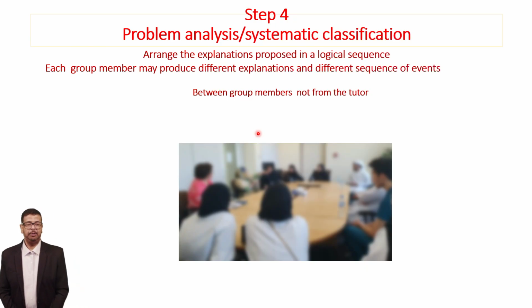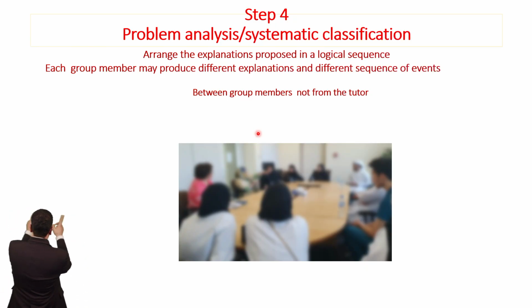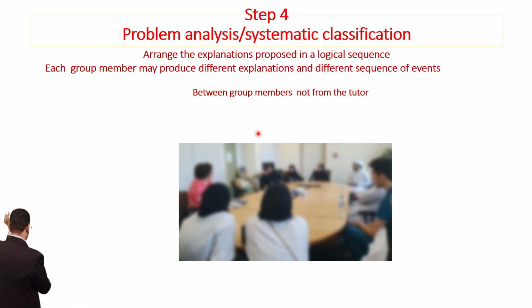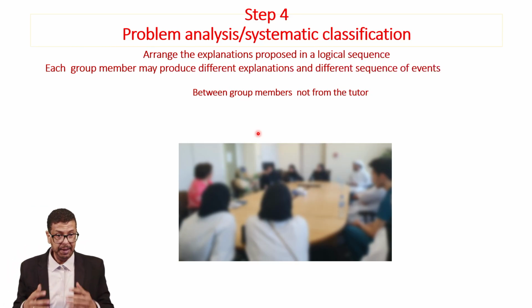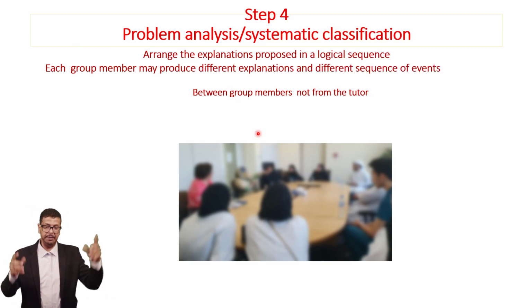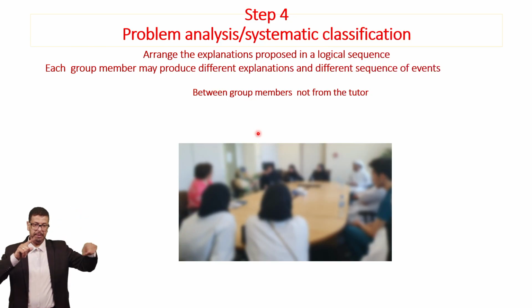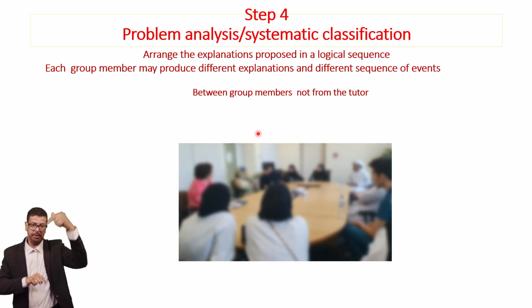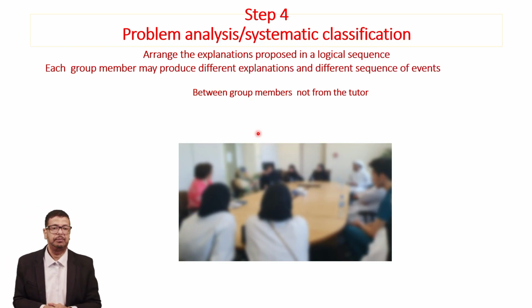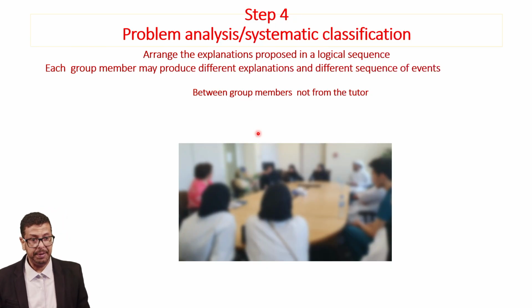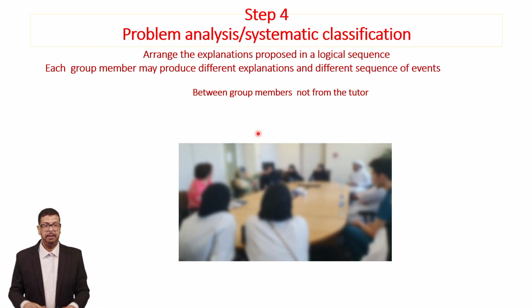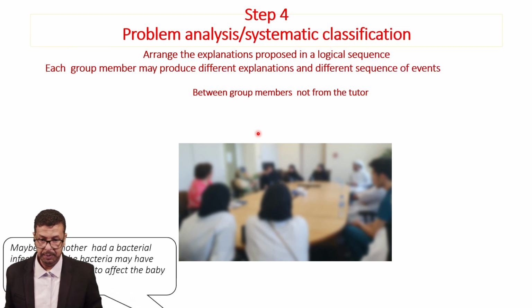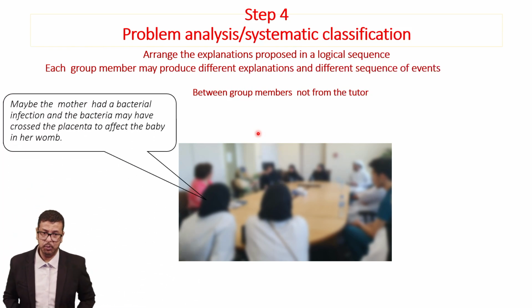And it's very important now, after writing in the boxes the result of the brainstorming, to arrange the explanation proposed in a logical sequence. A leads to B, and B leads to C, and C has a connection with A and B, and so on. Each group member may produce a different explanation and a different sequence of events, and this should be between the group members, not with the tutors. And maybe ask these questions.